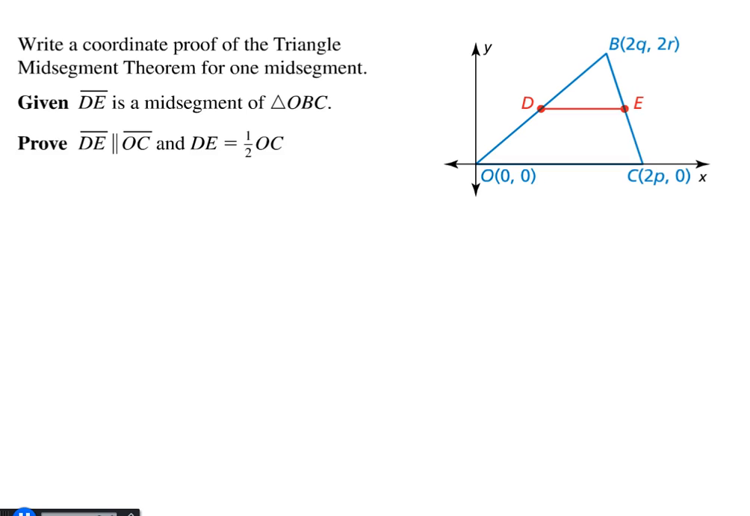Now this one is asking us to write a coordinate proof of the triangle midsegment theorem for one of the segments, and we're picking DE here. Now, if you look at our drawing, you'll notice what changed this from just being an example to actually being a coordinate proof. And that is, in order to prove something, we need to show it's true all the time, not that it's just true for the one triangle that we have drawn.